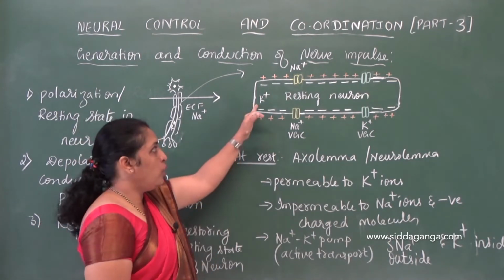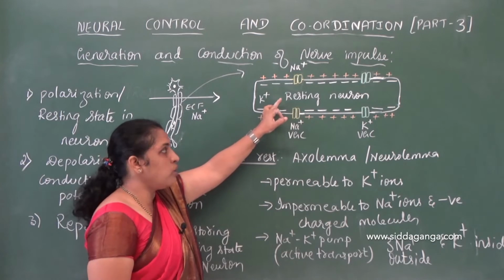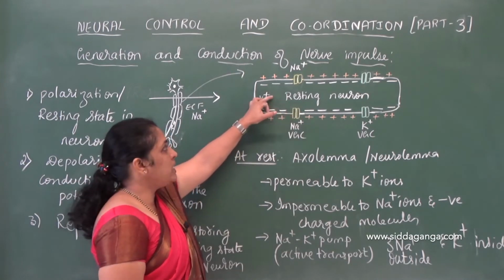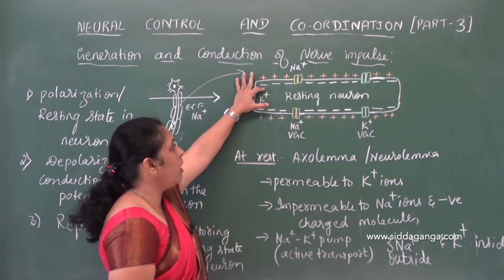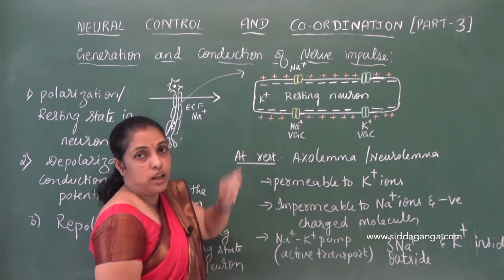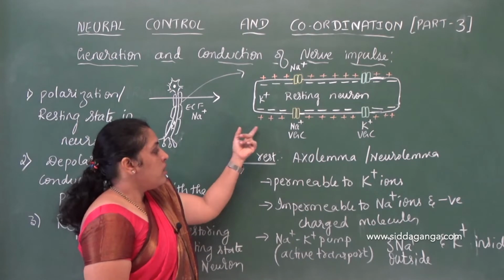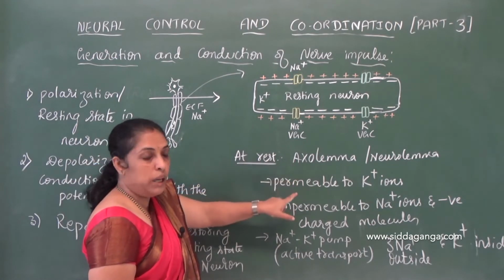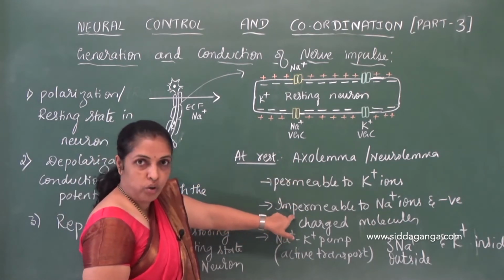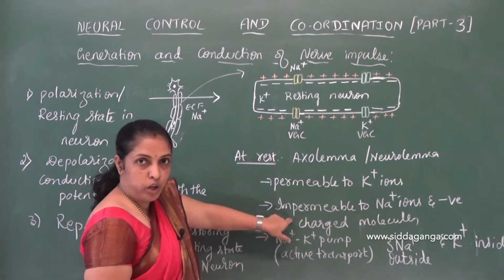Remember, when neurons are at rest, we see negative charge inside and positive charge outside the axolemma. This is because the axolemma is impermeable to sodium ions and negatively charged molecules.